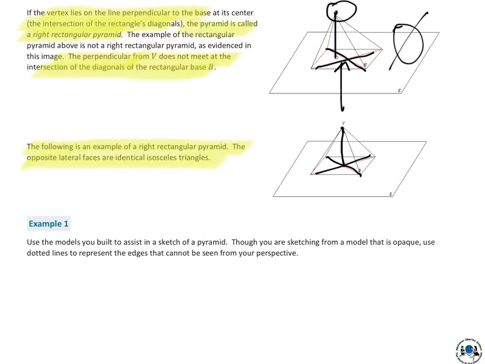To assist in a sketch of a pyramid, though you are sketching from a model that is opaque, use dotted lines to represent the edges that cannot be seen from your perspective. So go ahead and draw a sketch in your binder. You could use any of the pictures that I've produced on here as well. So go ahead and sketch yourself a pyramid. And this can be challenging indeed. So give it a whirl and come on back.